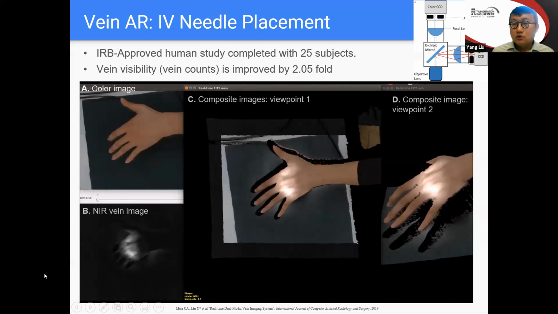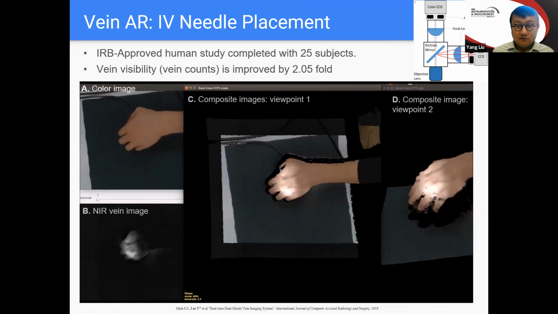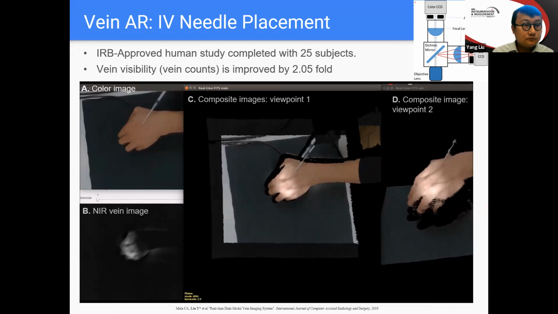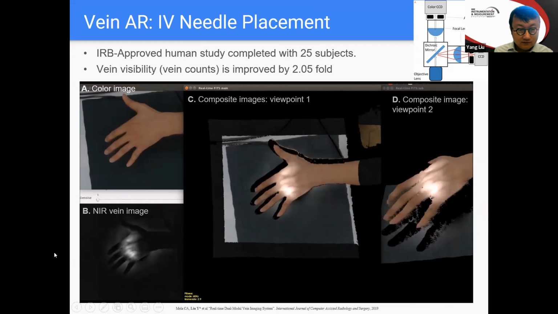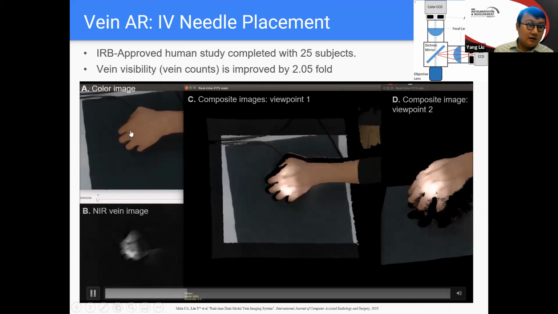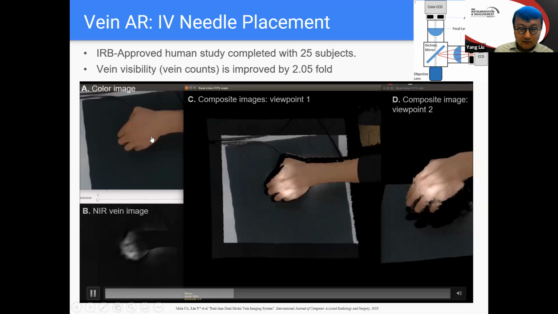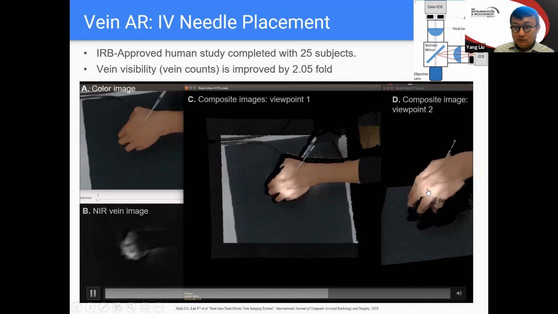Furthermore, we are also looking into building systems to guide vein visualization. In this study, we imaged 25 human subjects, and we determined that vein visibility is improved by more than 2-fold. You can see that on the color image, it's very hard to visualize the vein. But with multimodal image guidance, the location of the vasculature is really highlighted.